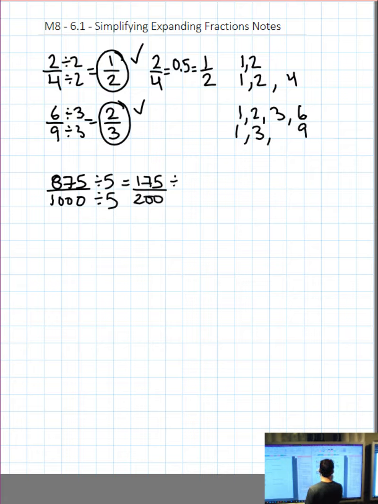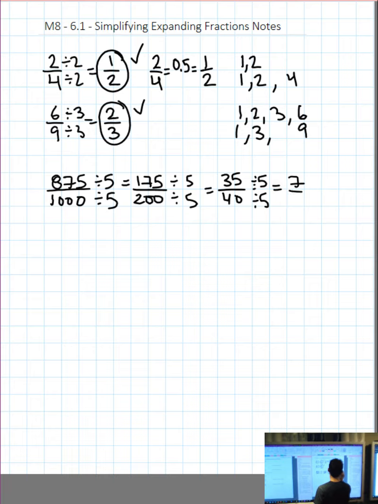And then notice I can divide it by 5 again. 175 divided by 5 is 35. And 200 divided by 5 is 40. And notice I can divide it by 5 again. Dividing the top and bottom by 5, we'll get 7 over 8.